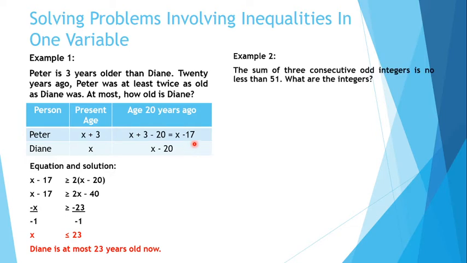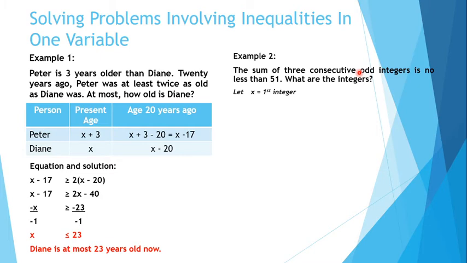Okay. Now next, the sum of three consecutive odd integers is no less than 51. What are the integers? So again, the sum of three consecutive odd integers is no less than 51. So that means that 51 is already the minimum amount. Now, what are the integers?